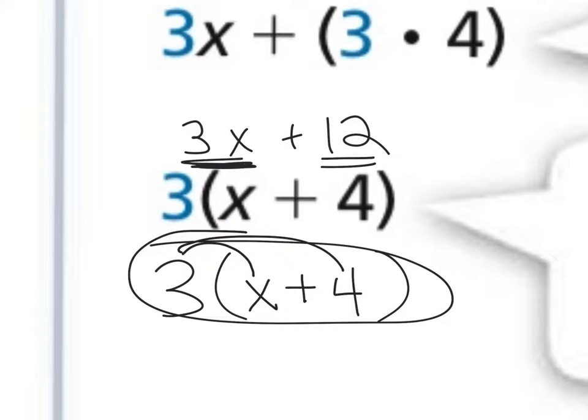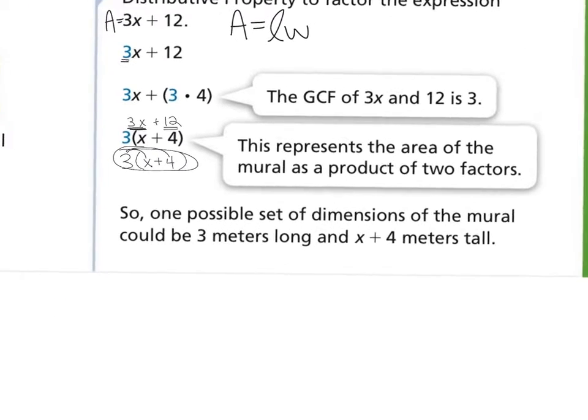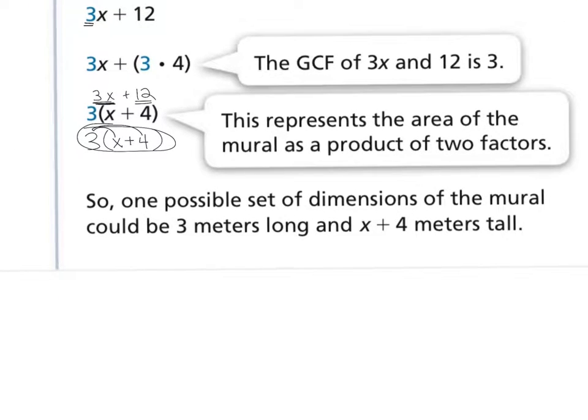If that's our factored form, we know length times width is how we get the area. Then we could say 3 could have been one of our dimensions, and X plus 4 could have been our other dimension. Whether one's the length and one's the height, or the other way around, we don't really know, but one of those would be one and one would be the other one.